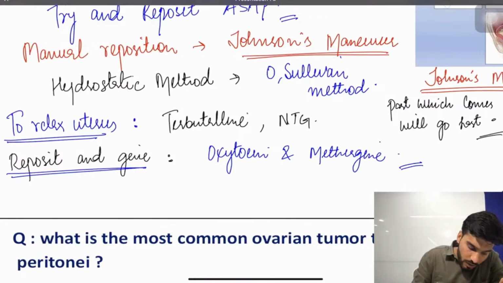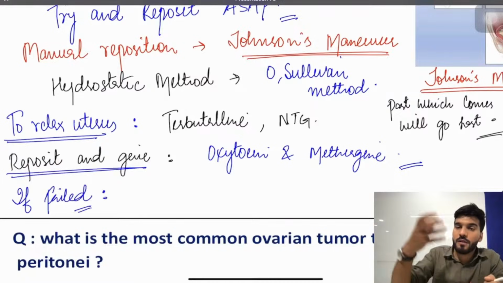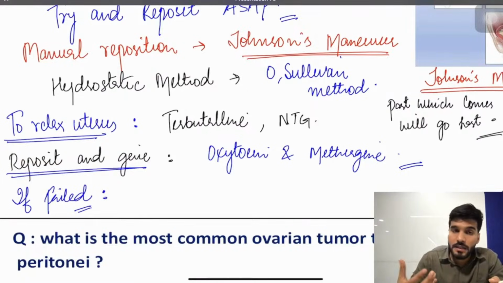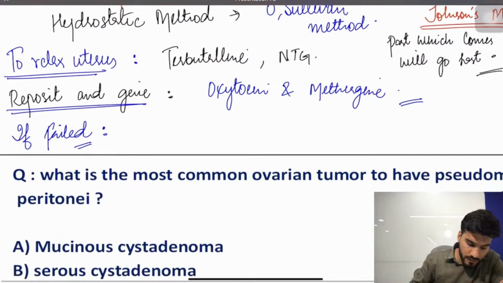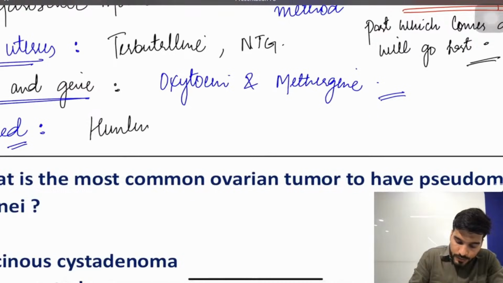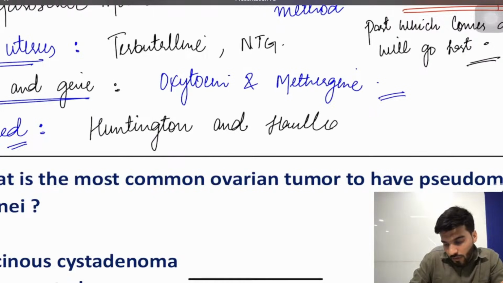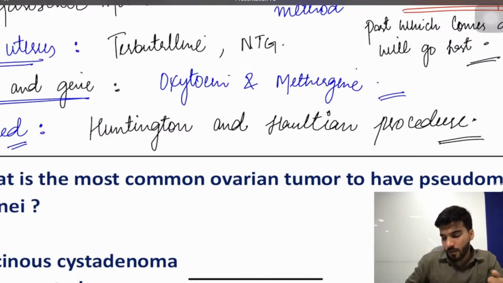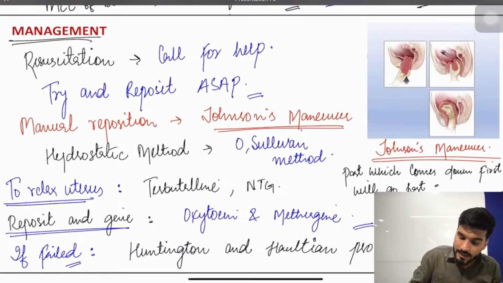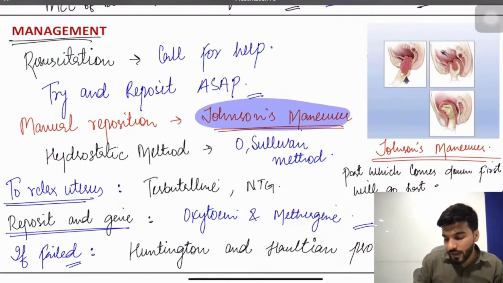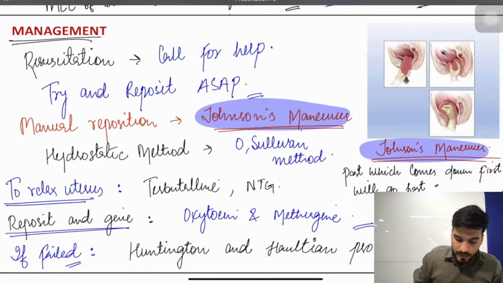Okay, after that, if these procedures fail, if Johnson's maneuver fails, relax the uterus, then repose it. If that also fails after giving oxytocin, methergine and terbutaline, we can go for surgical procedures. What are the surgical procedures? We have the Huntington and Haultain procedure. Is that clear? That is all about uterine inversion.